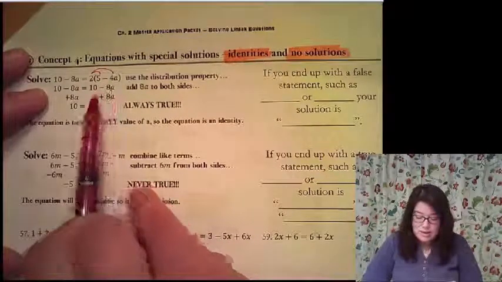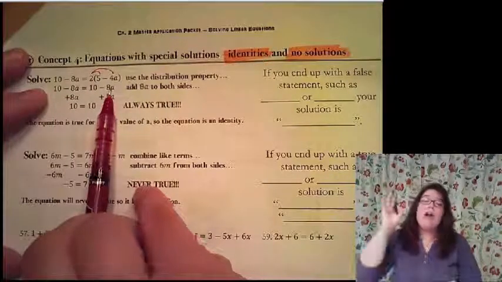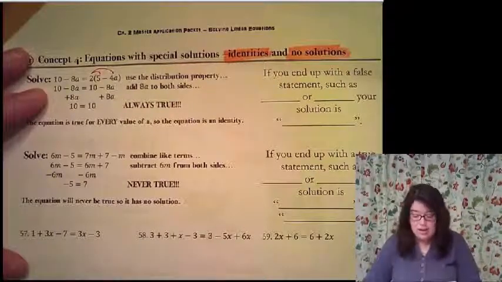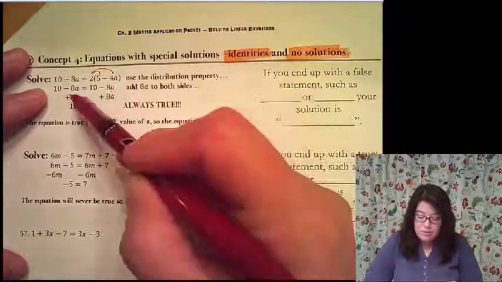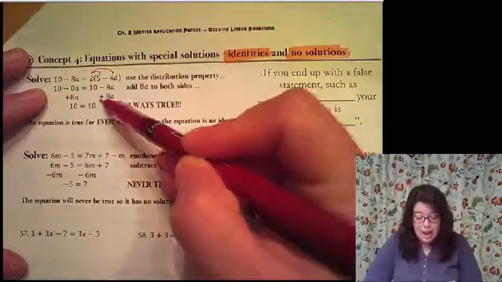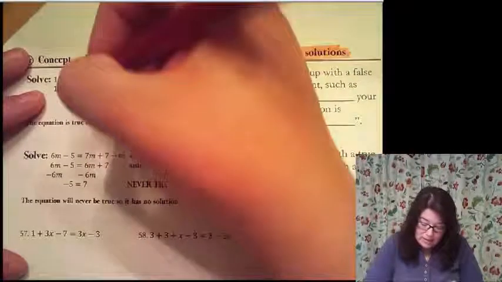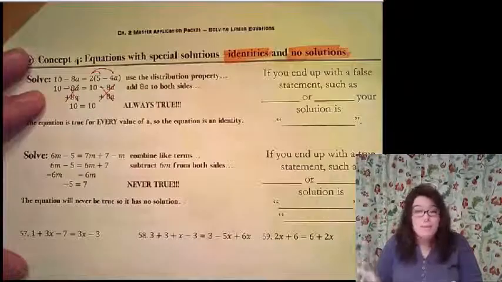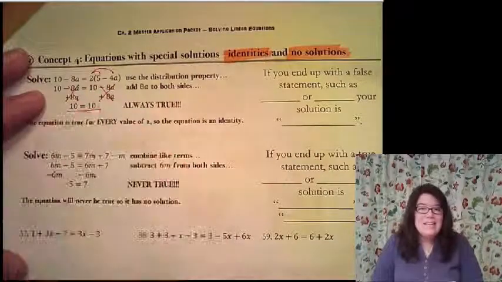And then since we have nothing to combine, we don't have any like terms, now we're going to put our variables on one side and our constants on the other side. So to move this variable term to the other side, we have to do the inverse operation. So we add 8a to both sides. But look what happens. Here, it's going to cancel, and here, it's going to cancel. It cancels out on both sides, and we're left with this last statement of 10 equals 10.